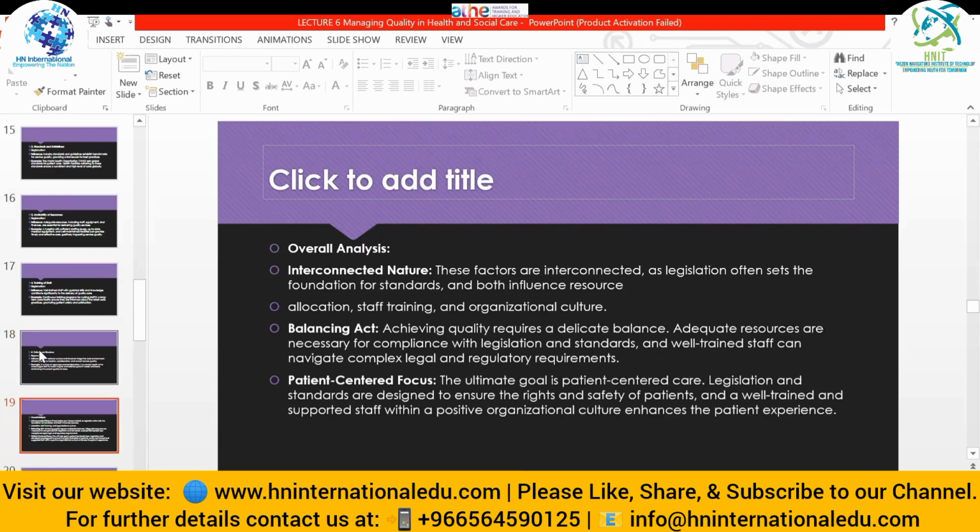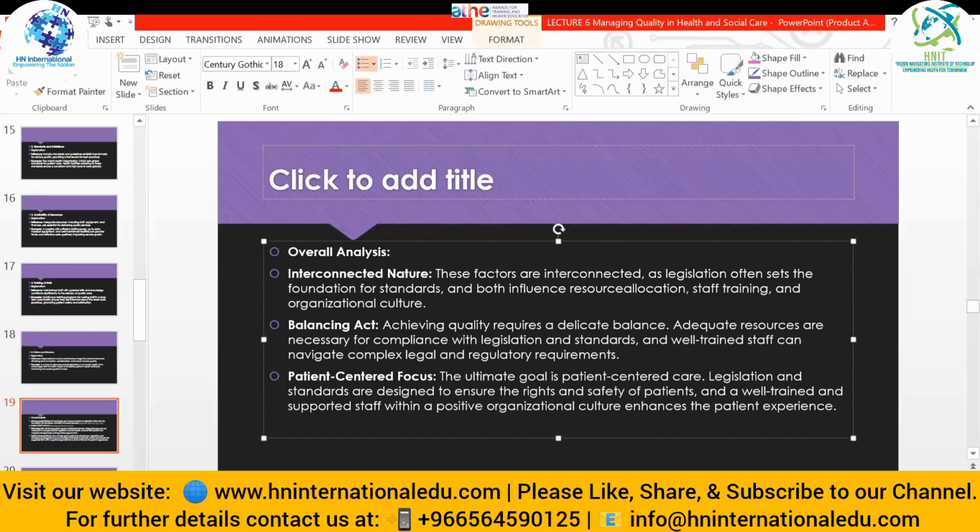Overall analysis, these are the points stressed which are not in the indicative content. Interconnected nature. These factors are interconnected, as legislation often sets the foundation for the standards, and both influence resource allocation, staffing, training, and organizational culture. Balancing act. Achieving quality requires a delicate balance. Adequate resources are necessary for compliance with legislation and standards, and well-trained staff can navigate complex legal and regulatory requirements.